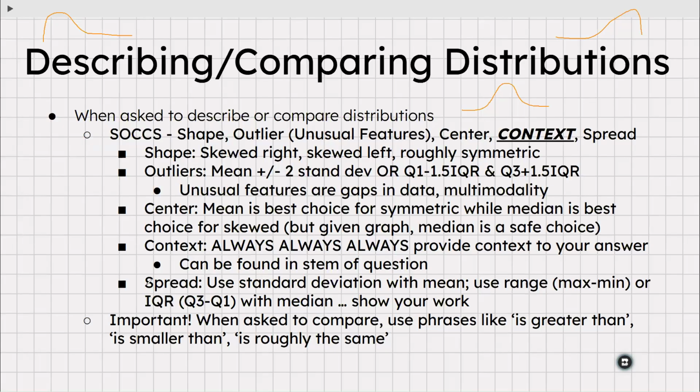Spread kind of comes off center. If you're using mean as your measure of center, you should use standard deviation as your measure of spread. If you're using median as your measure of center, you have two choices. You can either use range or IQR as your measure of spread. And the formulas are here, max minus min for range, Q3 minus Q1 for IQR, so the third quartile minus the first quartile. Now, please be aware that the range is not 10 to 20.